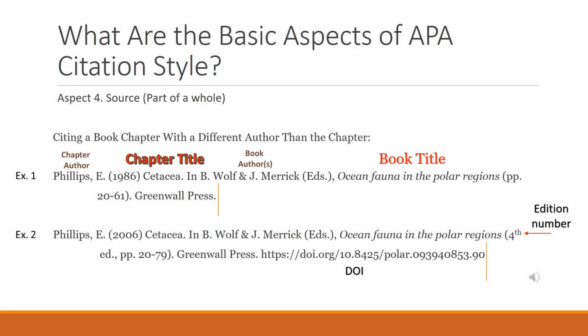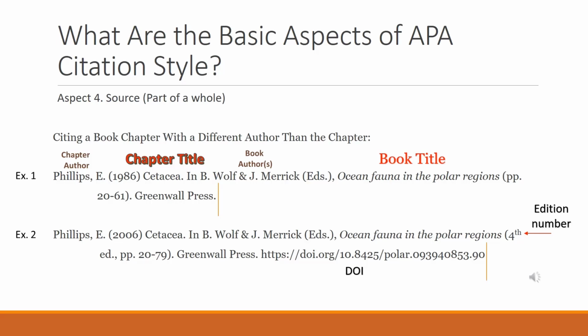So, in example 1, after the chapter title, Citatia, you place a period or full stop. Then the word "in," followed by the editors of the work. Editors in the source section are with first and middle initials first, which is the opposite of how they are shown in the author section. They are followed with "Eds." in parentheses.